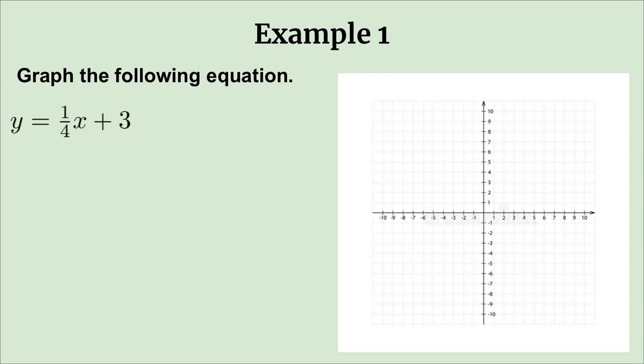For this one it says y equals 1/4 x plus 3. Remember here the 3 is our y-intercept and the 1/4 is our slope. So we're going to start at y equals positive 3. That's on the y-axis. Here's the x, and we go up 1 to the right 1, 2, 3, 4. There's our next point. Up 1 to the right 1, 2, 3, 4. And we do that as far as we can until we get off the graph.